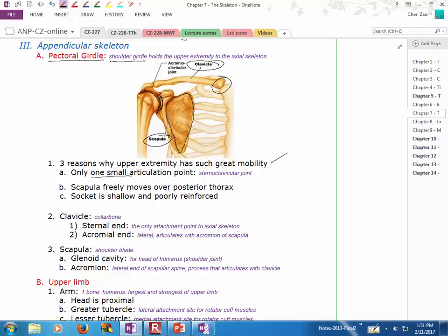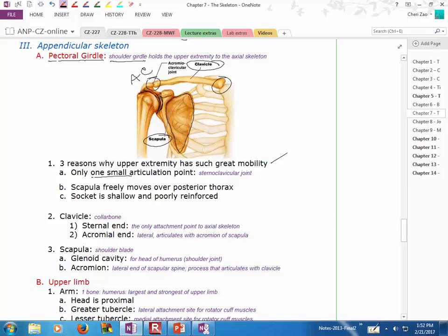Now, the humerus is attached to the scapula, right? And the scapula is attached, not to the sternum, I meant to the clavicle. The scapula is attached to the clavicle at the AC joint, the acromioclavicular joint. So we kind of have this tandem connection that also helps promote this very wide range of motion here.